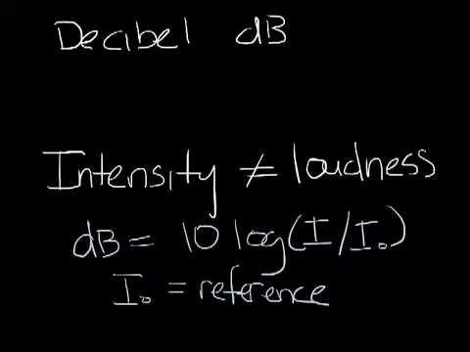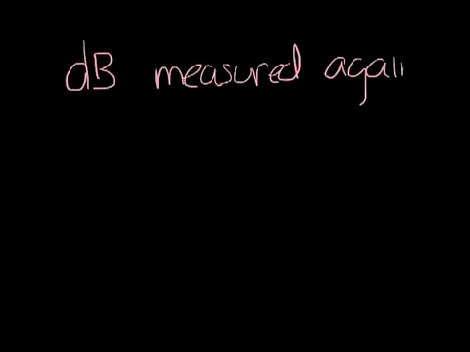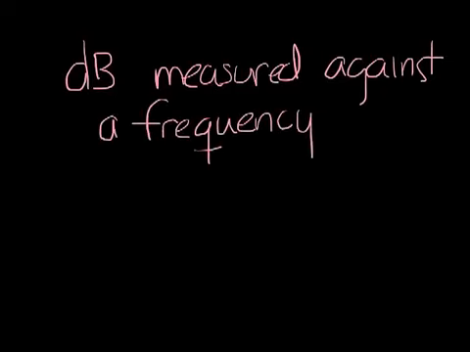Okay, so let's move this out of the way a little bit. You really only need to remember that it is a log function. The important thing to remember is that the decibel is measured against a frequency. The frequency of a sound wave is basically how many times it oscillates per second. Our ears perceive sound differently in different frequencies. Frequency is measured in hertz. There's an infinite number of frequencies. If you can imagine, there's 1 hertz, 2 hertz, 3 hertz, and on and on.